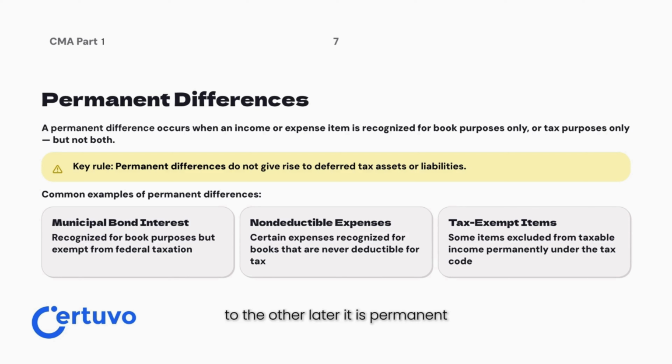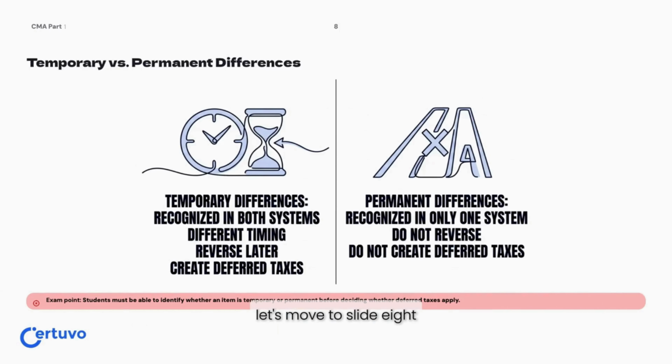It is permanent. The slide gives common examples, such as municipal bond interest, which may be recognized for book purposes but exempt from federal taxation. It also mentions non-deductible expenses, where certain expenses are recognized for books but are never deductible for tax purposes. And it includes tax-exempt items, which are permanently excluded from taxable income under the tax code. So remember the exam rule. Temporary differences can create deferred taxes. Permanent differences do not.